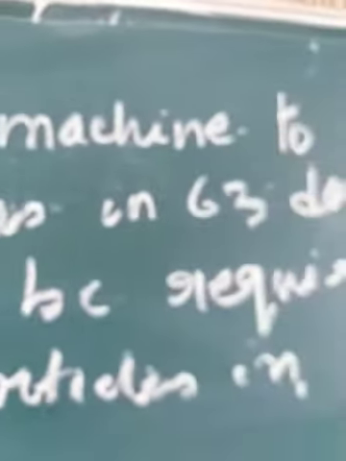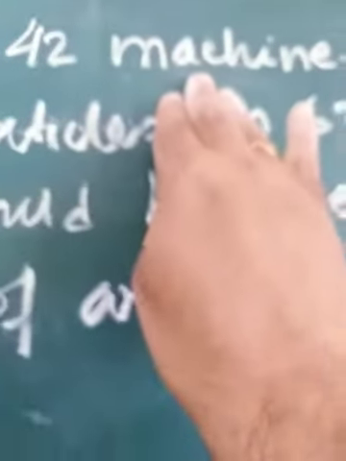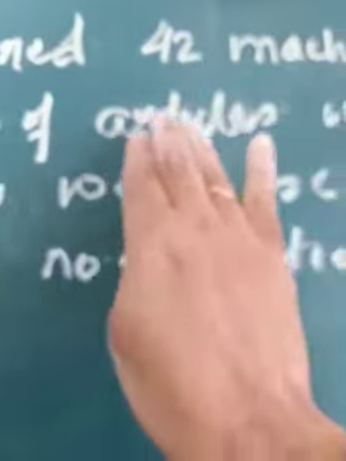In question number 8 it is written, a factory required 42 machines to produce a given number of articles in 63 days. Suppose there is some given number of articles. To produce this given number of articles, how many machines are required? That is 42 machines. And these 42 machines can produce this given number of articles in how many days? That is in 63 days.